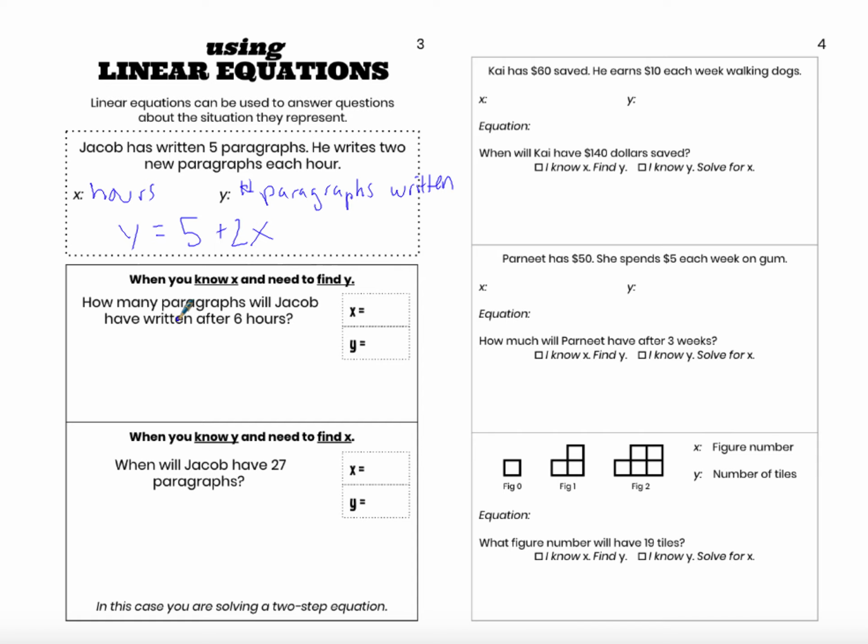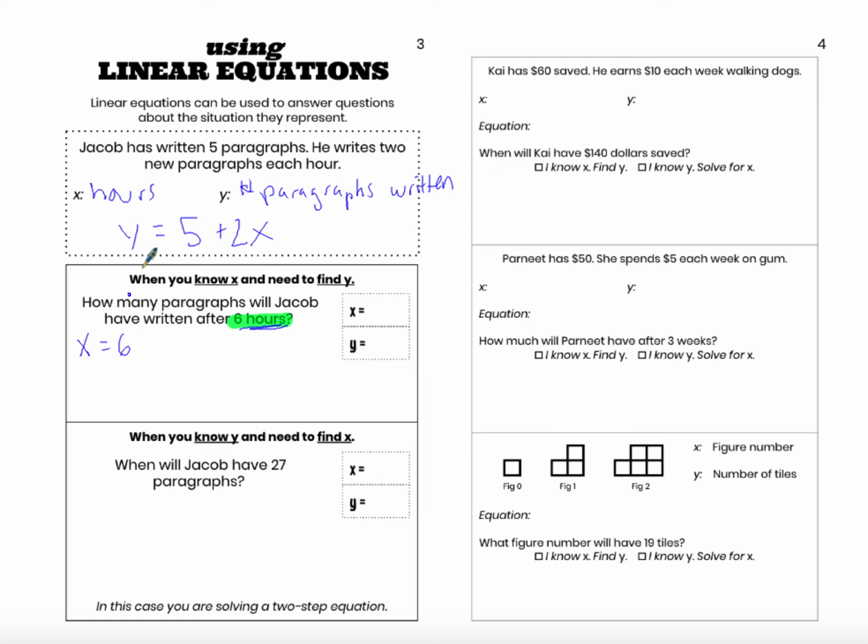So there's 2 different types of questions I can be asked about my situation. I can be asked something like this. How many paragraphs will Jacob have written after 6 hours? Now I look at what I'm being asked, how many after 6 hours? So I'm given hours. Hours is my x, so that means I'm given my x. I'm told the x equals 6. And I need to find my y. My y is how many paragraphs.